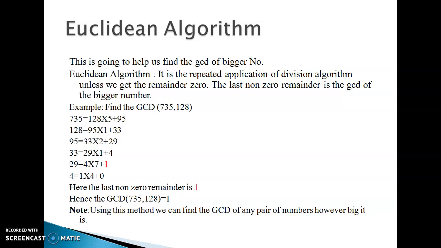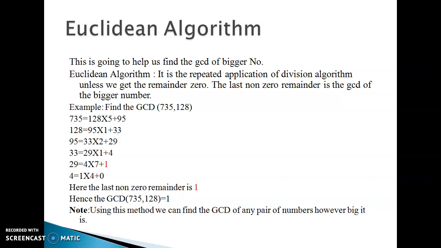So 735 can be written as 128 into 5 plus 95. 128 equal to 95 into 1 plus 33. 95 equal to 33 into 2 plus 29. 33 equal to 29 into 1 plus 4. And 29 equal to 4 into 7 plus 1. And the last, 4, is equal to 1 into 4 plus 0.